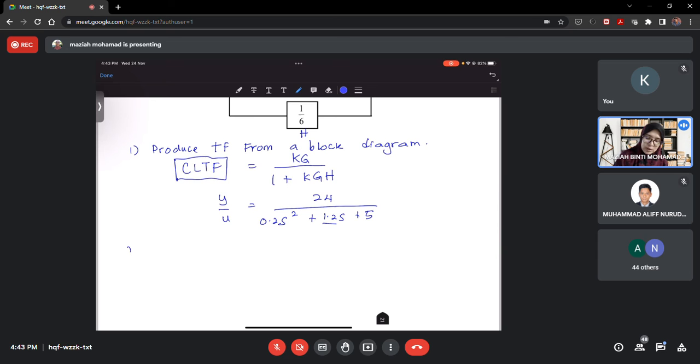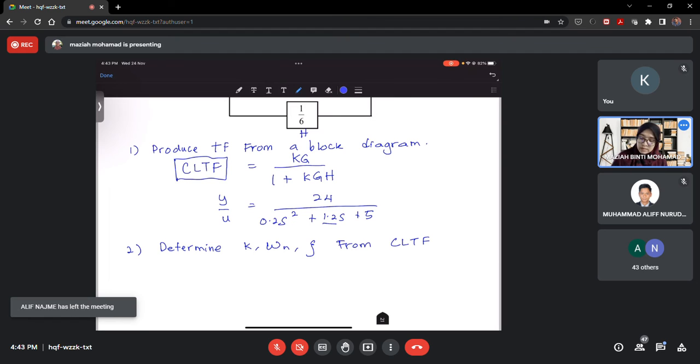Alright, the second step is to determine K, omega n, zeta from the closed loop transfer function. So we need to determine the parameters, which is K, zeta, and omega n from the transfer function that you produce from the block diagram.